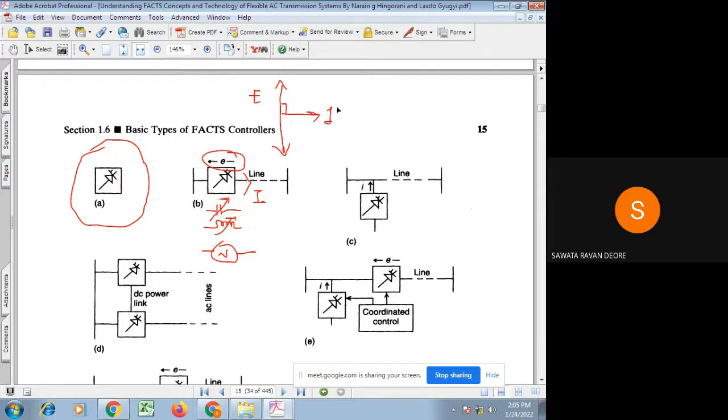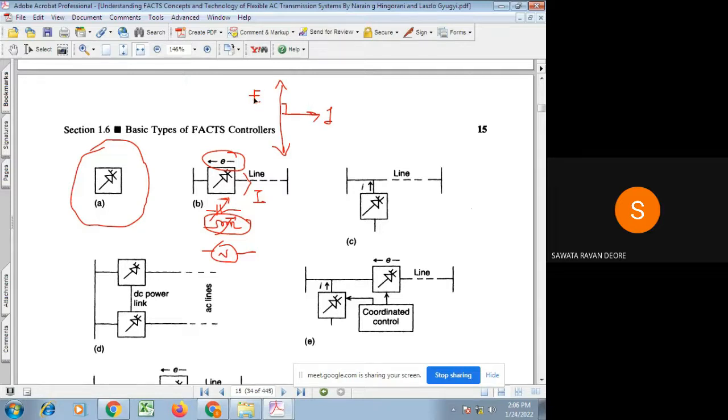If this injected E leads I by 90 degrees, then we know that I is lagging the E. So this compensator acts like an additional reactor connected in series with the transmission line. It means it is absorbing reactive power from the transmission line.